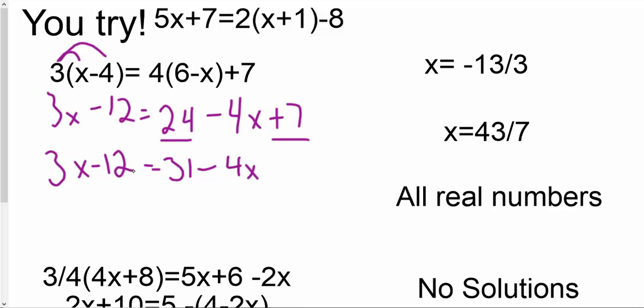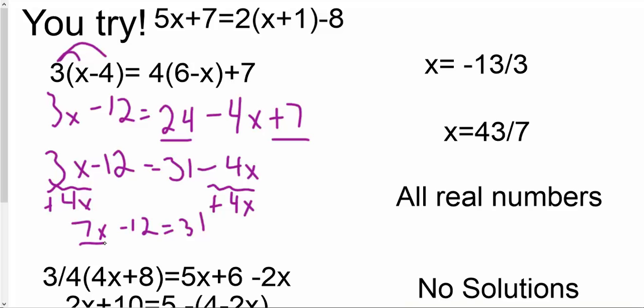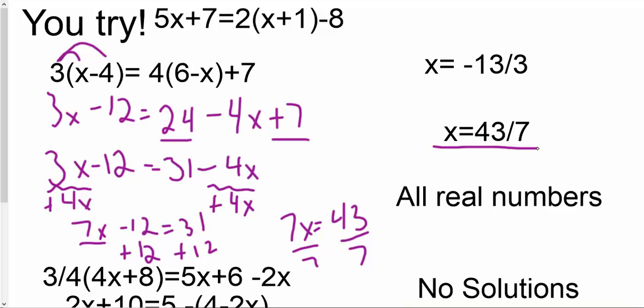Now we need to figure out where we want to move our x's. I say that 3 is bigger than negative 4. So I'm going to add 4x to both sides to get rid of that subtraction by 4. And this gives me a 7x minus 12 equals 31. Then I have to say, all right, I need to isolate the 7x first, which means I need to get rid of this minus 12. So we're going to add 12 to both sides. This gives me 7x equals 43. And then our last step would be divide by 7, and that gives me x equals 43 over 7.